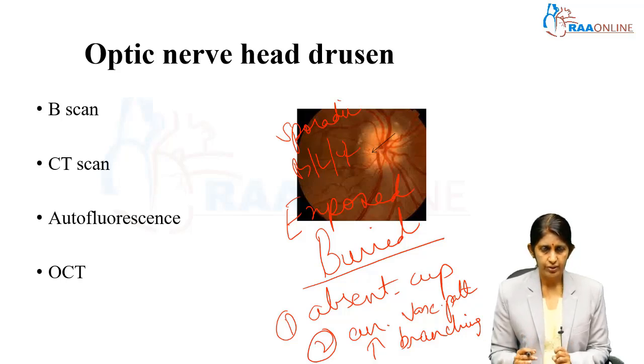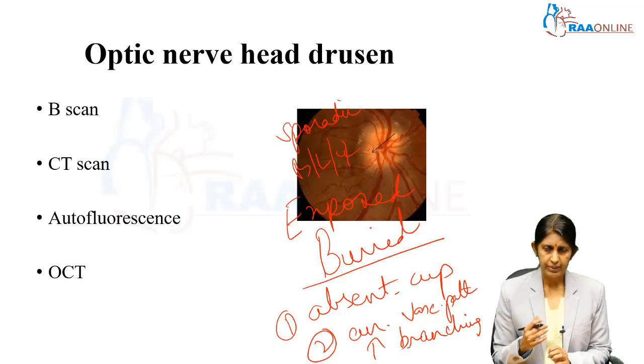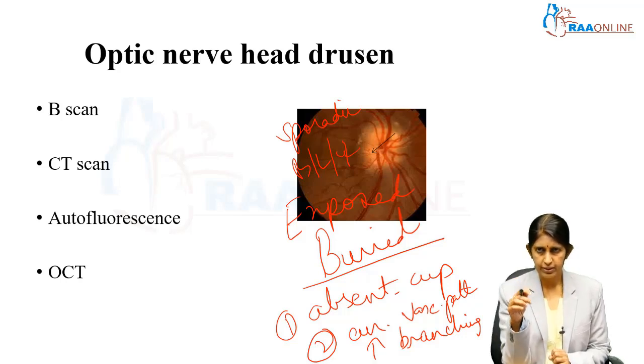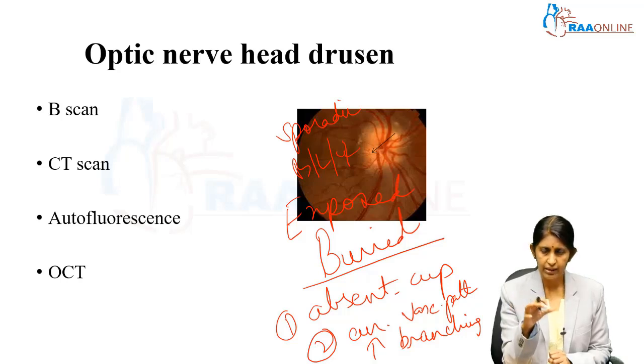So one of the easiest things to do is a B scan. When we do a B scan ultrasound, when you place the probe on the eye, you can identify the area of hyperreflectivity, and that will be confirmatory of an optic disc drusen. CT scan is usually superfluous. We don't do a CT scan to identify an optic disc drusen, but incidentally, if you're doing a CT scan, sometimes it has been identified. Autofluorescence is a very useful investigation. It will very clearly show us those areas of calcific deposits, and an OCT can also be used to identify it.